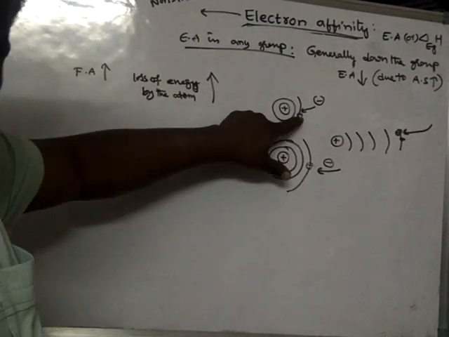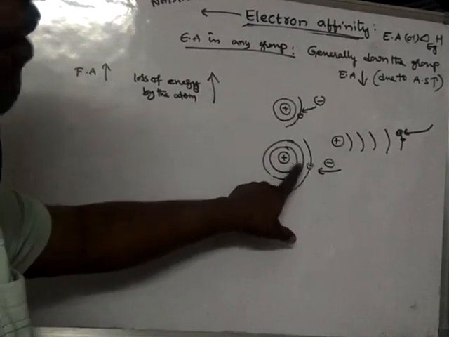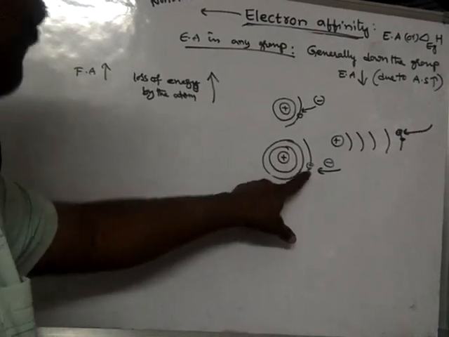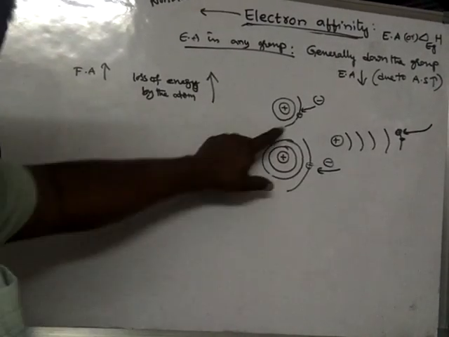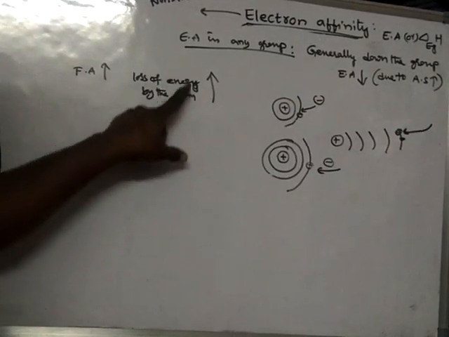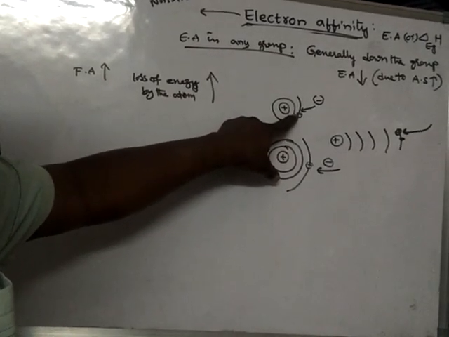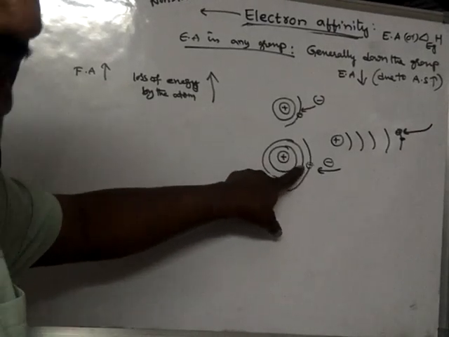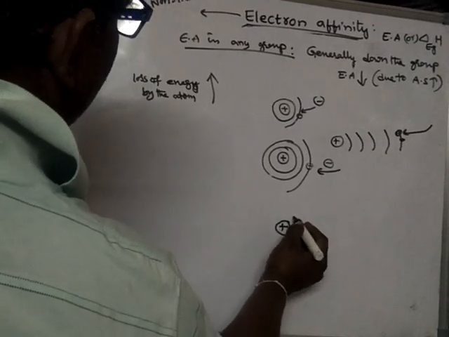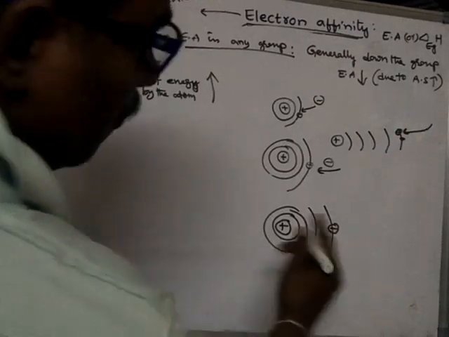Okay, here the added electron will be near to the nucleus, whereas in this case the added electron will be far away from the nucleus. So in this case force of attraction is more, whereas in this case force of attraction is less. So when force of attraction is more, loss of energy by the atom will be more. That means electron affinity in this case will be more, whereas the electron affinity in this case decreases. And the electron affinity will further decrease if the atomic size is further increased.